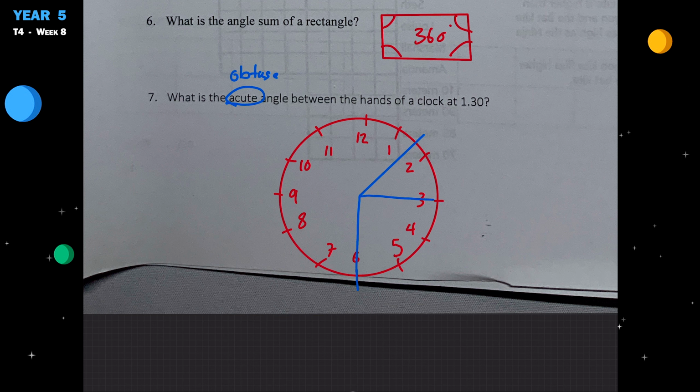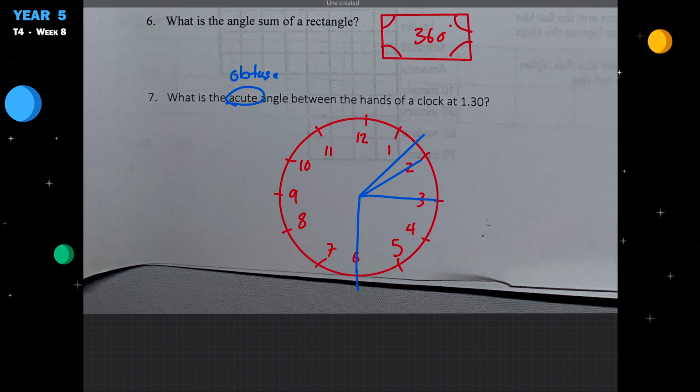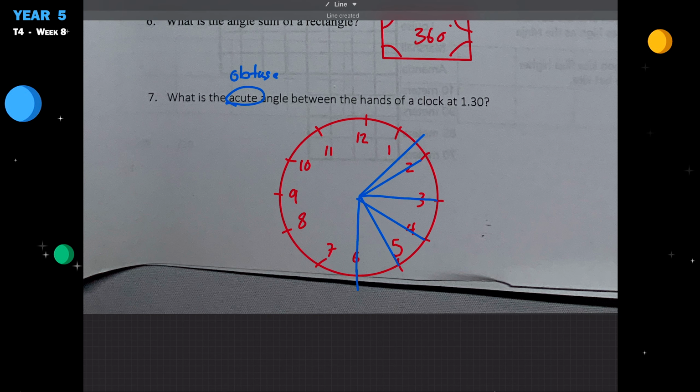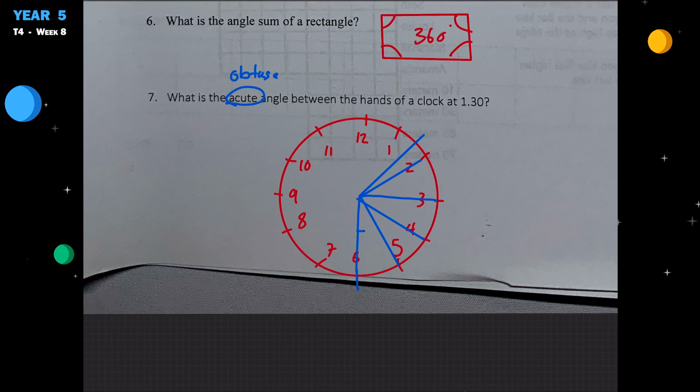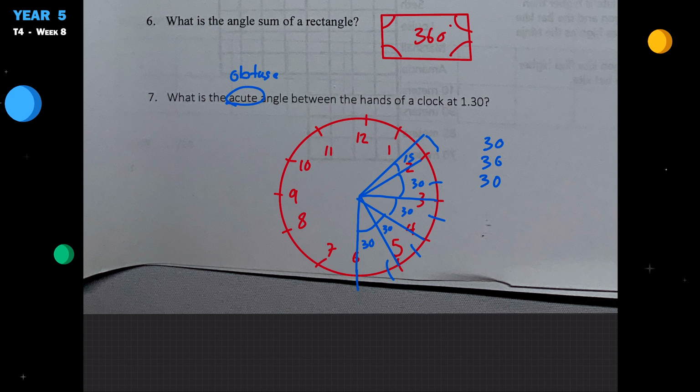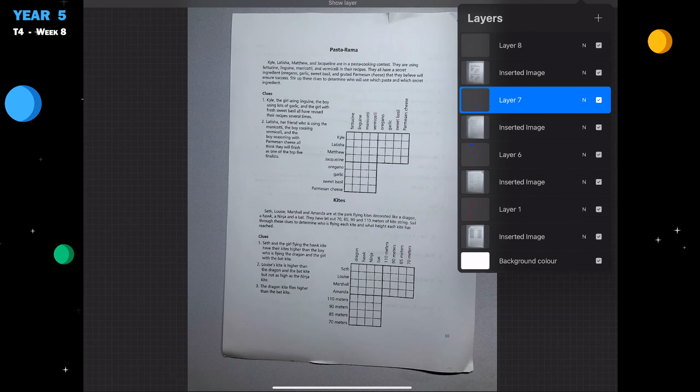Now, we can just connect these if you want. You can connect them, the middle to all the hours. Remember that each hour is 30 degrees. 30, 30, 30, 30. But from 2 to halfway is only half of an hour, which is 15 degrees. So add them all up. You've got 4 30s, so 30, 30, 30, 30, and you have 15 degrees. Add them all up and get the answer in degrees. It'll be an obtuse angle. Okay, next one.